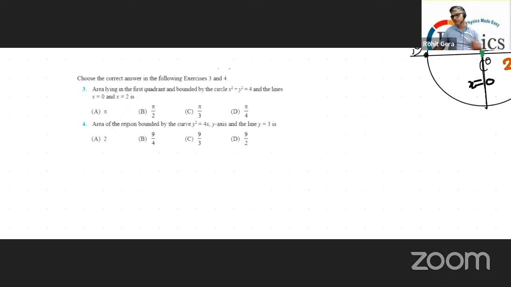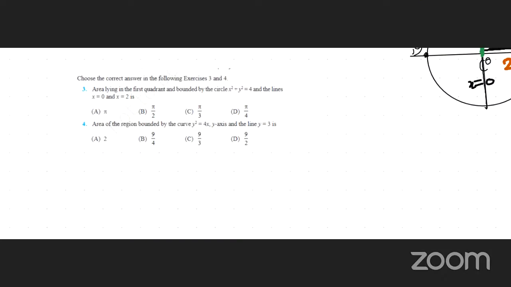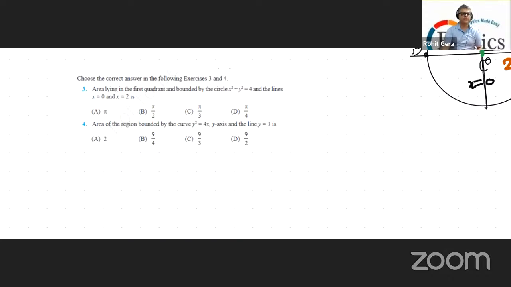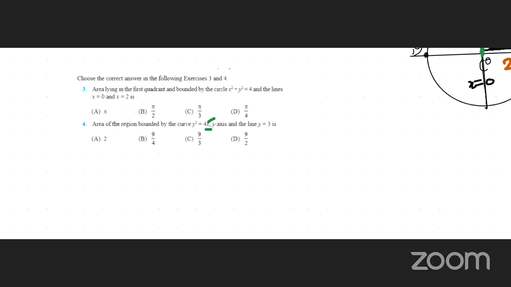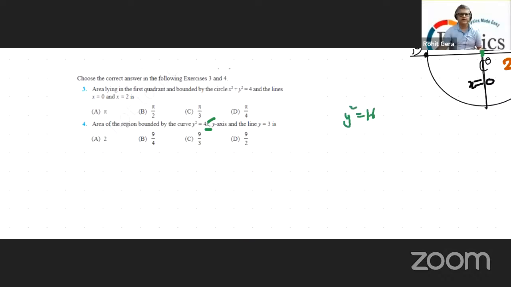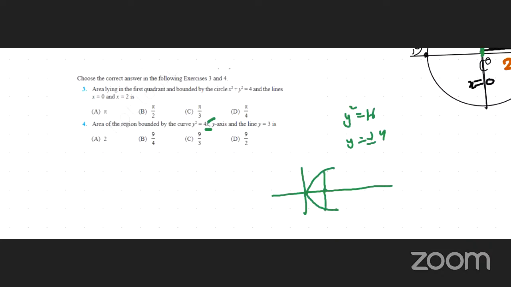So y square is equal to 4x is the equation of what? A parabola. Which means x has to be positive, otherwise the root of y will become a complex number. So x always needs to be positive. If you put any value of x, there will be two y's. For example, if x is equal to 4, y square will become 16, so y is equal to plus minus 4. So for every value of x, you get two values of y, this side and this side both. This is the shape of the parabola.